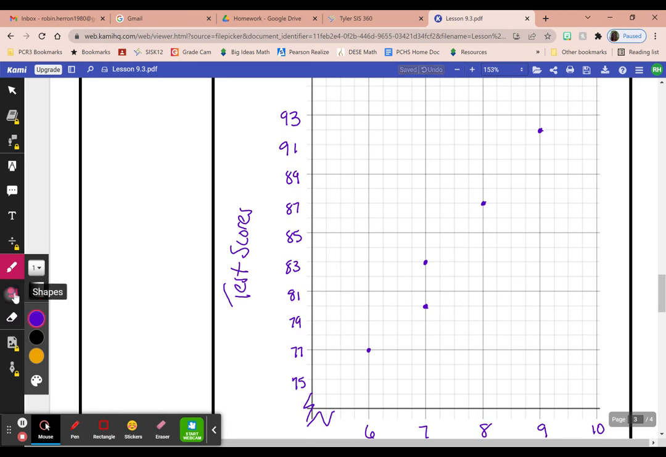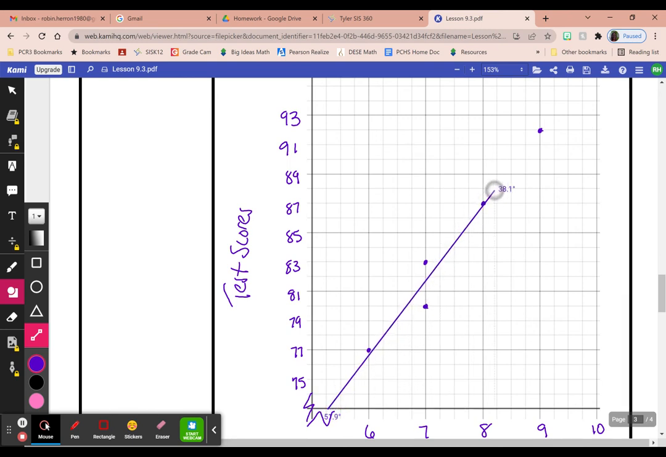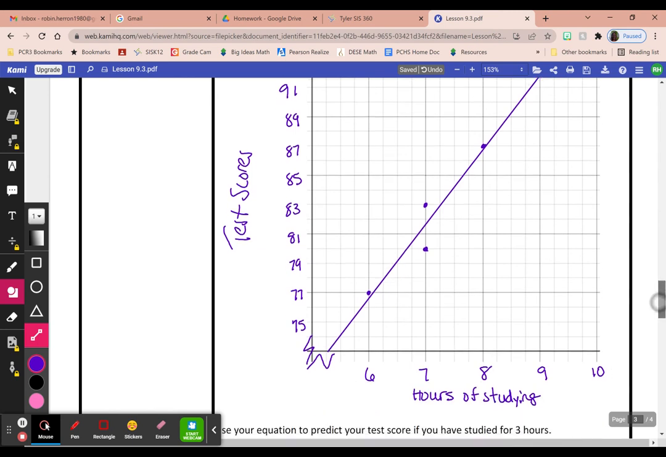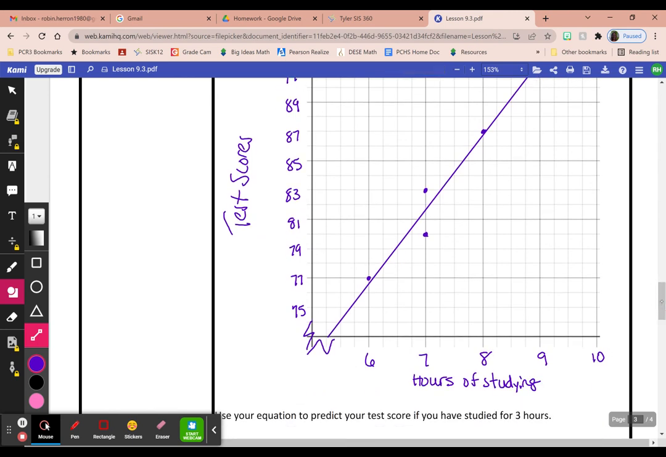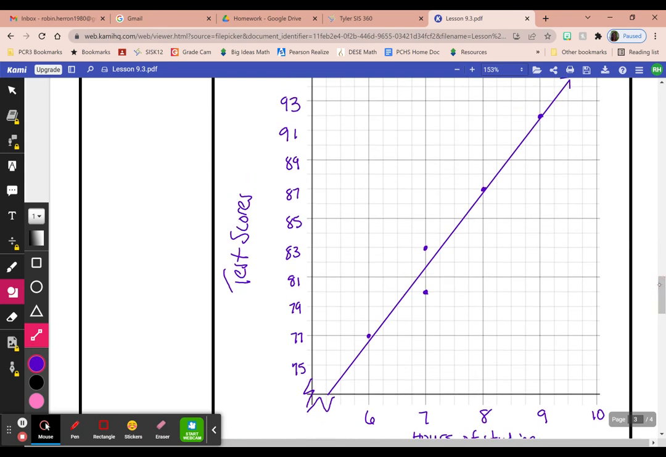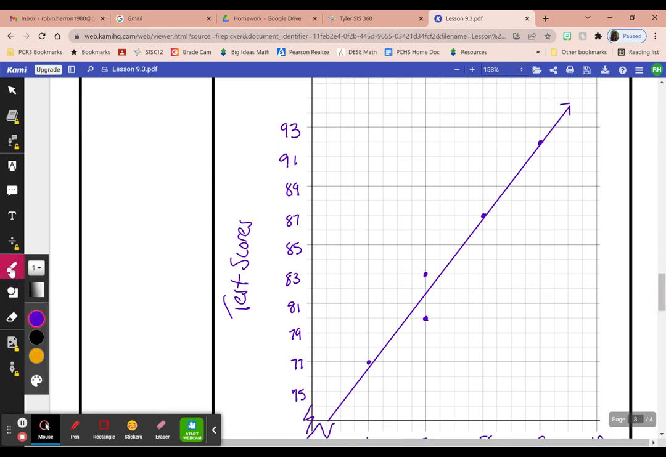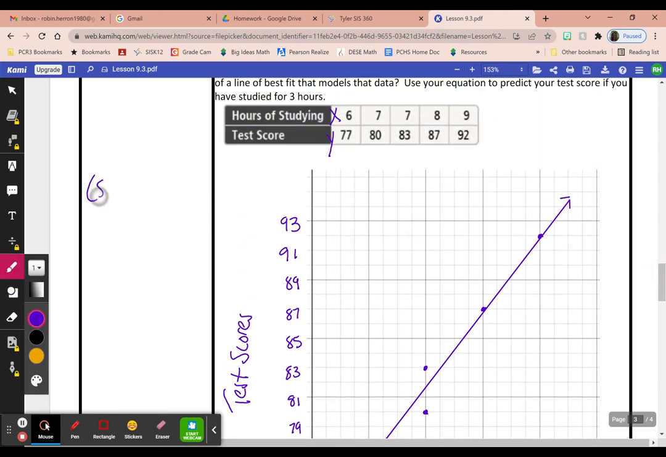So I'm going to grab my line tool here, and I'm going to put in pretty darn close there. Okay. All right, so then for this one, my 2 points are those last 2 on the end that it went through. All right, so for me, those 2 points are going to be 8, 87 and 9, 92. Okay, so I'm going to do the same thing I did earlier.